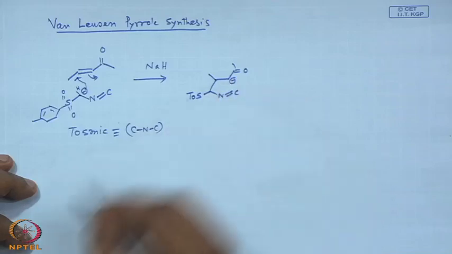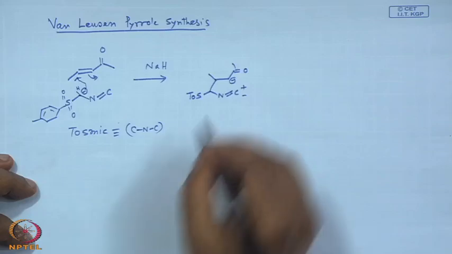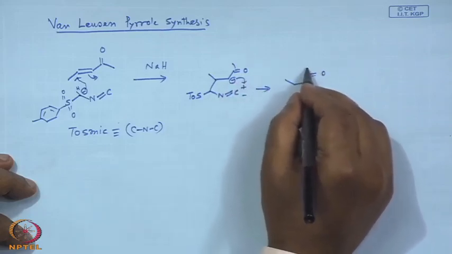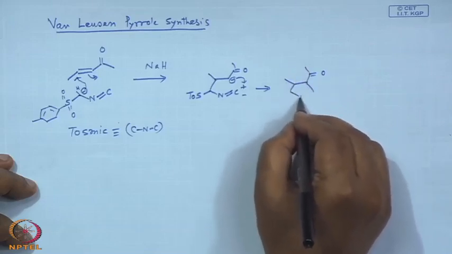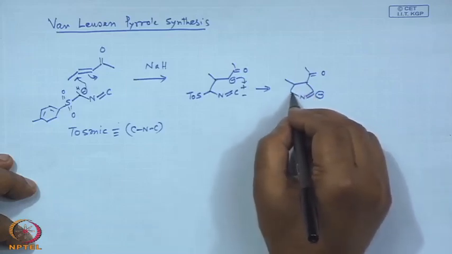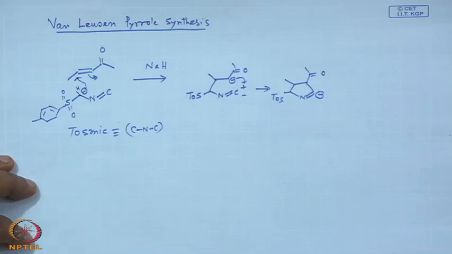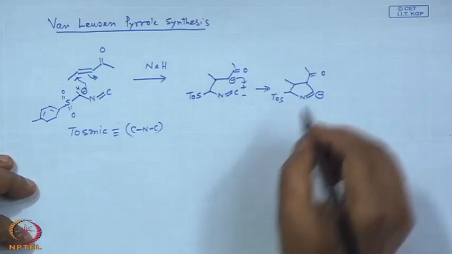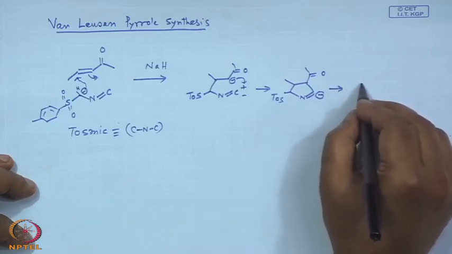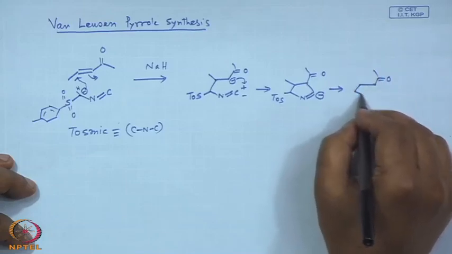Now you have a carbanion here, right, and isocyanide means plus and minus. So it will form a new bond here and here. So it is a 5-membered ring now. Now this carbon is minus, right, and here you have this tosylate. Okay. Then you can go on, you will have an olefin here, and this is nitrogen.